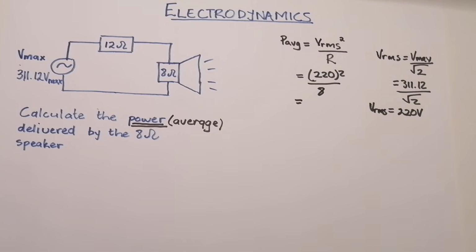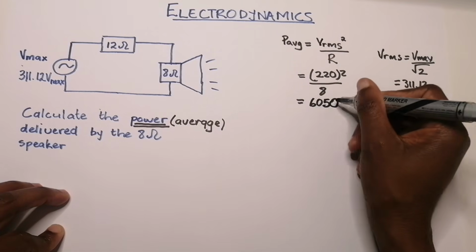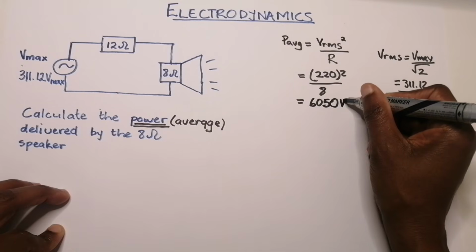Now if that is what you are thinking, ladies and gents, I want you to note. Let me just finish it off: 220 squared divided by 8 would give me 6050. So imagine this speaker would give us 6,000 watts.